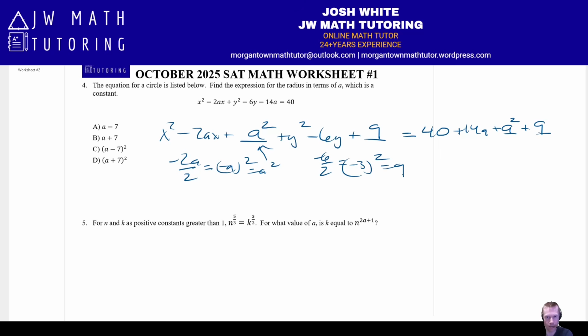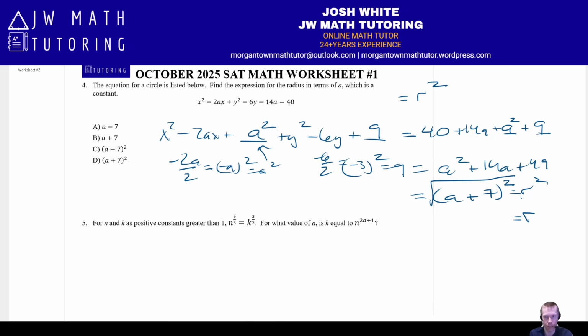Okay, the left part doesn't matter. All I want to know is what do I get on the right side for the radius? So it's a squared plus 14a plus 49. This is going to factor as a plus 7 times a plus 7, or a plus 7 quantity squared. But remember, in the standard form equation of a circle, it is x minus h squared plus y minus k squared, blah, blah, blah, equals r squared on the right. So this is equal to r squared. Therefore, r is equal to the square root of this, which is just a plus 7. It's letter B. It is not letter D.